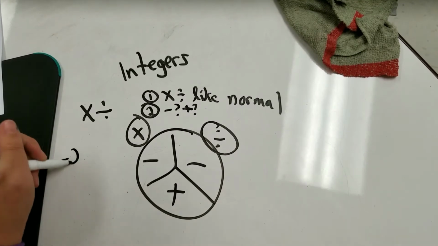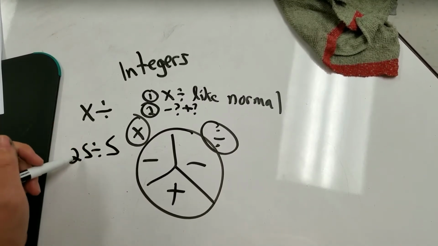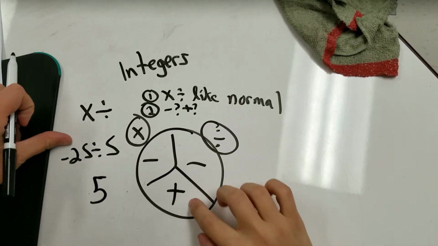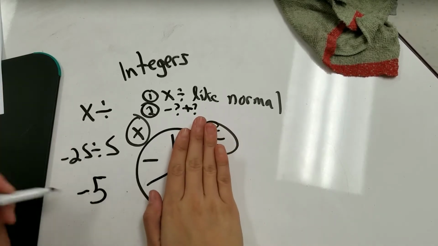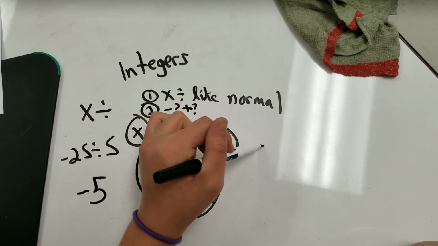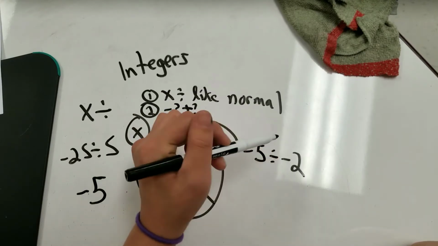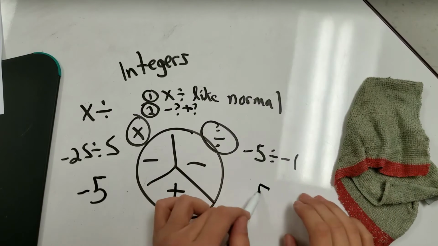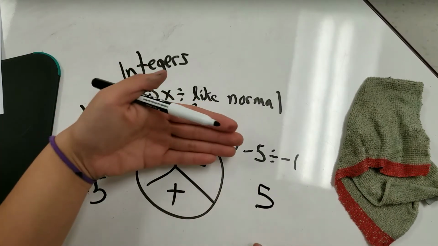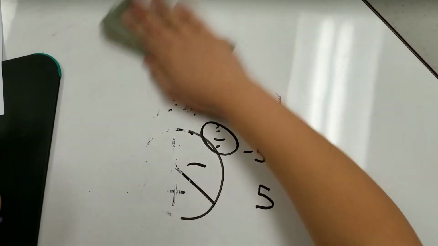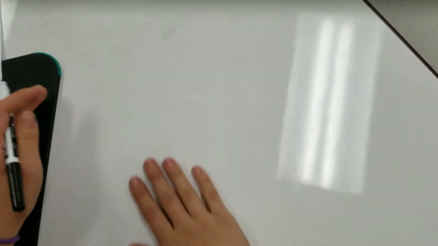Same thing with division. We could do negative 25 divided by 5. Well, 25 divided by 5 is 5, but we have a negative and a positive, which would make a negative. Last but not least, say we have negative 5 divided by negative 1. Well, 5 divided by 1 is 5. I have a negative and a negative, which makes a positive. So those are pretty straightforward. Our integers, not too difficult. You have learned them. You did a project over them for some of y'all. You should know it.